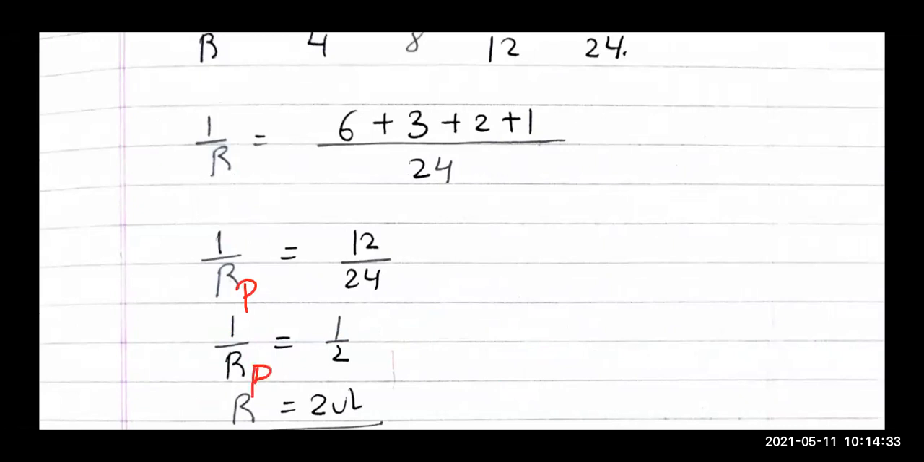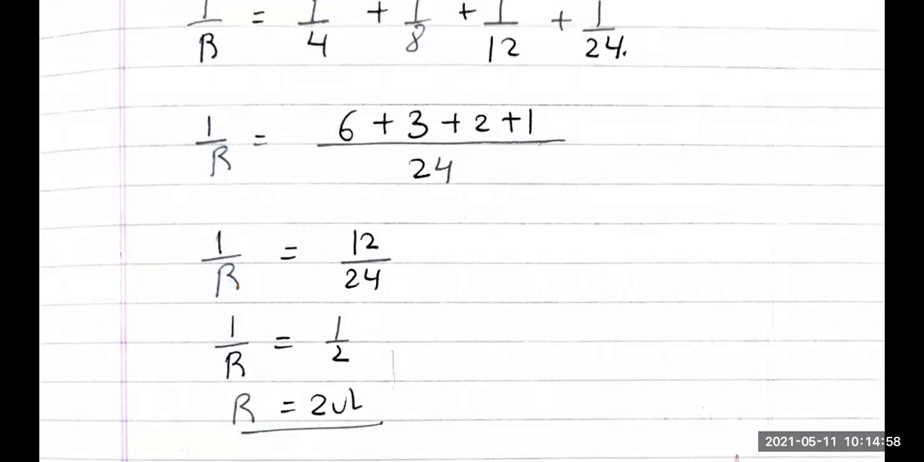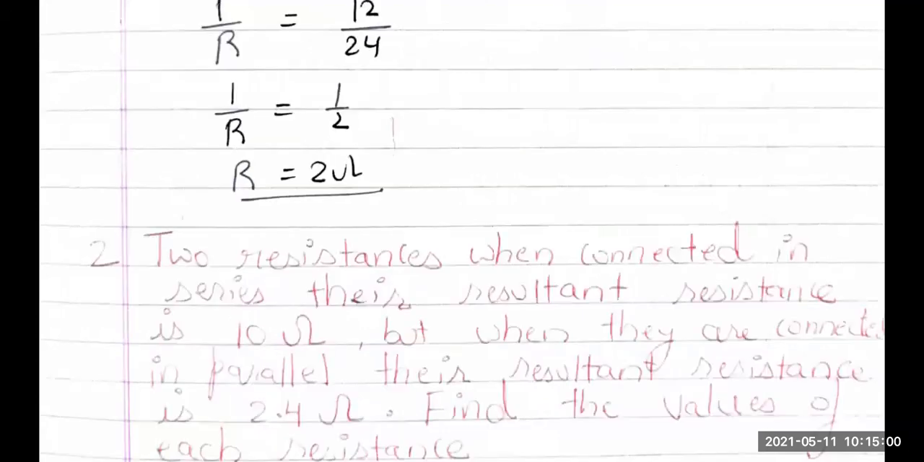Now children, we need to find the value of Rp, not 1 upon Rp. So what we will do, we will take the reciprocal on both the sides. So taking the reciprocal, you will get Rp equals 2 ohm. So this is the value of lowest total resistance when 4 ohm, 8 ohm, 12 ohm and 24 ohm are connected in parallel. Okay, beta. Now let's move towards question number 2.